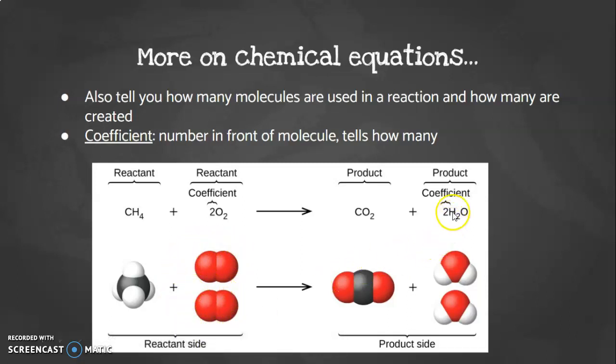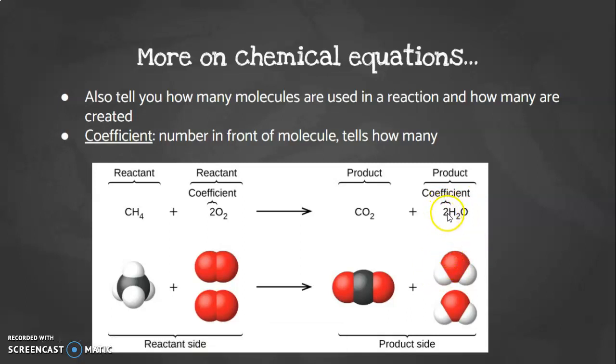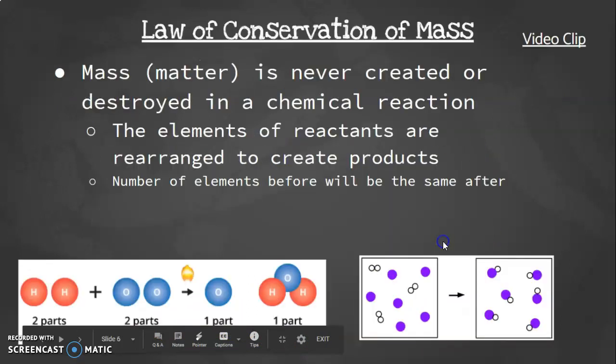Same with over here, I have an H2O, so that's our water molecule, 2 hydrogen bonded to 1 oxygen. So here's 2 hydrogen and our 1 oxygen, and this 2 in front of it, our coefficient, means that I have 2 of those. I have 2 separate water molecules. So these are our reactants, right? Those are the things going in, and these are our products. These are the things that come out.